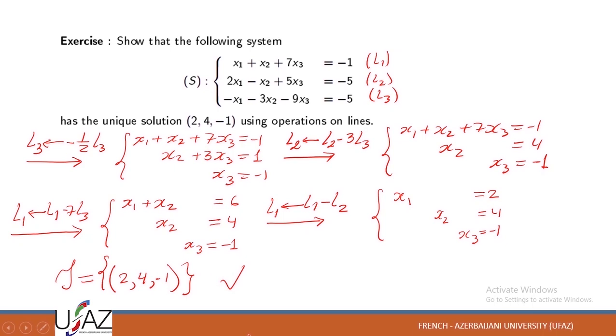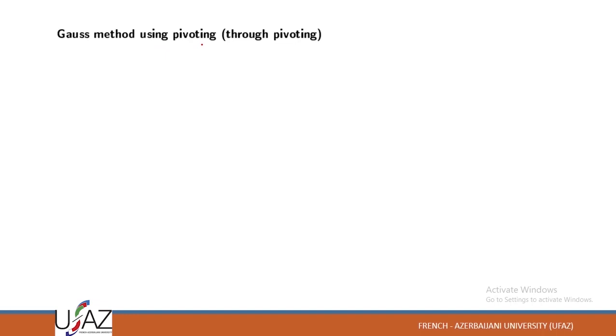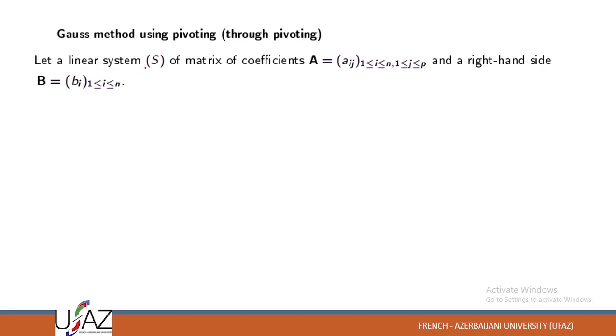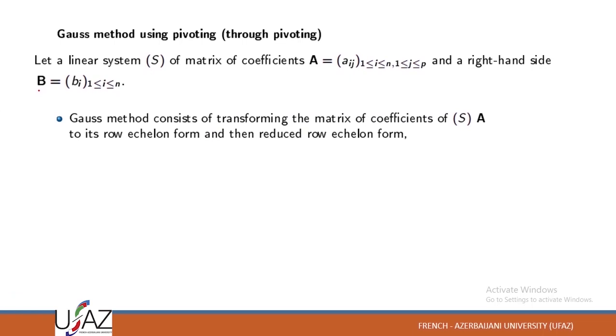Gauss method using pivoting. Suppose that we have a linear system S, A is the matrix of coefficients, and B is the matrix of the right hand side. You know from the matrices, in order to define the row echelon form of the matrix, we use the Gauss method. But here, using the Gauss method, we will define the reduced row echelon form of a system. Gauss method consists of transforming the matrix A to its row echelon form and then reduced row echelon form.